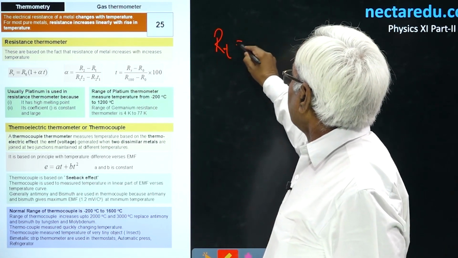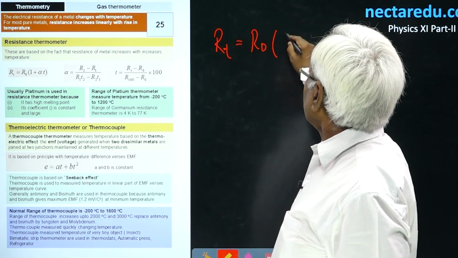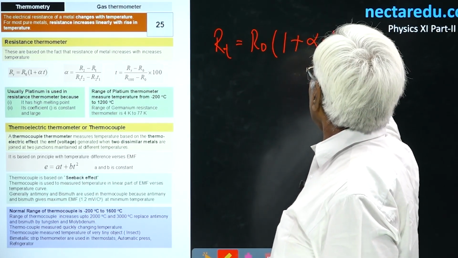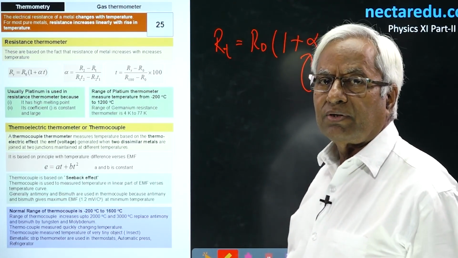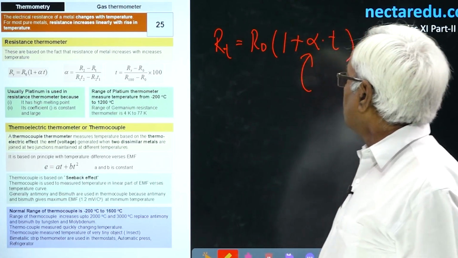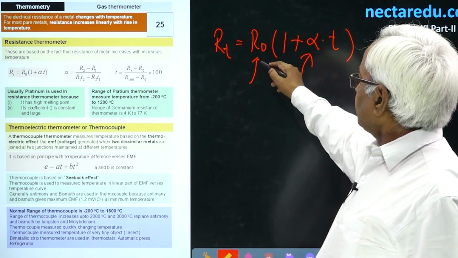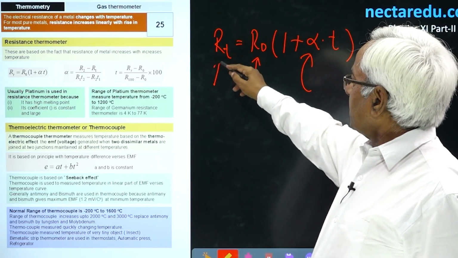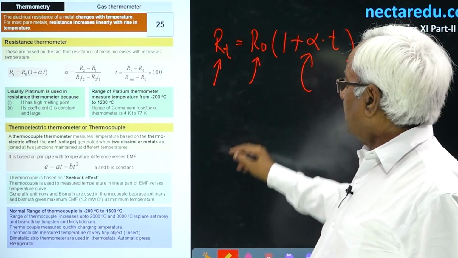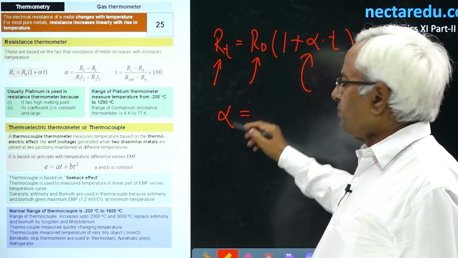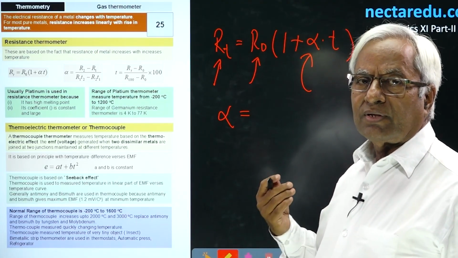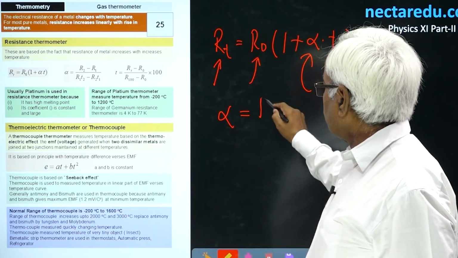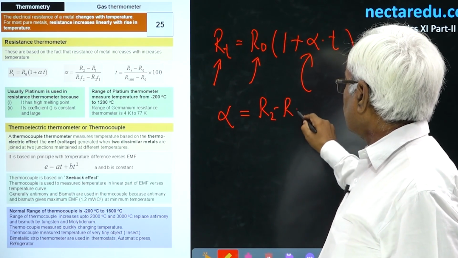The relation that we follow is R = R0(1 + alpha T). Alpha is known as the temperature resistance coefficient. R0 is the resistance at 0 degrees, and R is the resistance at T degrees. With the help of that, if we have two temperatures, T1 and T2, with the resistances R1 and R2, then alpha could be calculated by this relation.